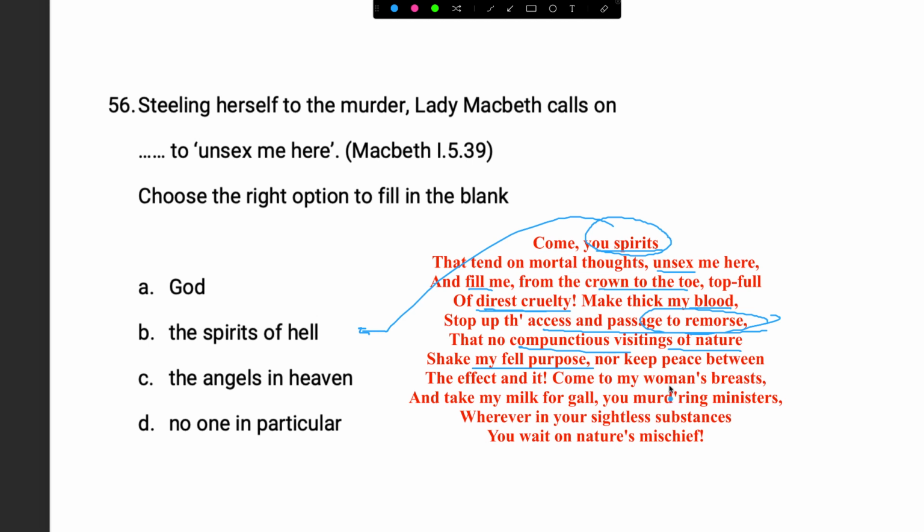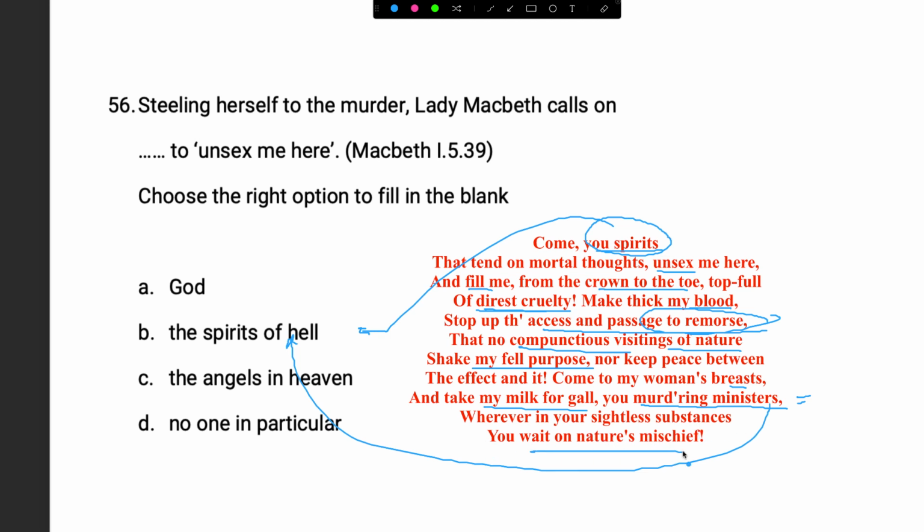"Come to my woman's breasts and take my milk for gall." So the motherly qualities, the female qualities should be replaced by cruelty. The poison should replace the milk, the motherly attribute. So she should be filled with poison. The spirits, again, are called murdering ministers. So murdering ministers are themselves spirits of hell. "Wherever in your sightless substances you wait on nature's mischief."